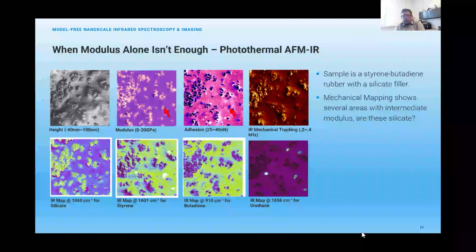The advantage with this nano IR is that you can do the modulus map and the topography, but at the same time you can do the IR map at different wave frequencies. Then you can easily tell whether the features you are looking at are styrene butadiene rubber with silicate fillers, or other materials like butadiene, urethane, styrene, silicate. You can easily identify them by mapping at different frequencies within the same sample. So you can have a mechanical map, where things are unknown, but then the chemical map can easily tell us what type of materials you are scanning.